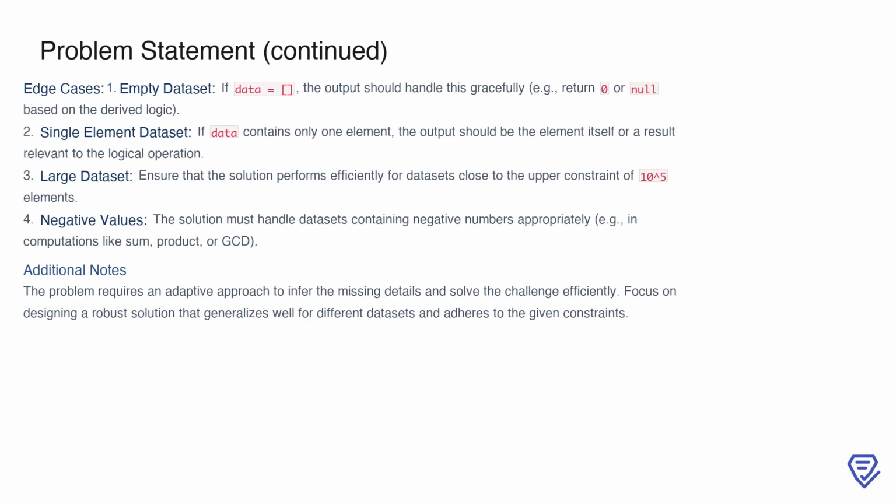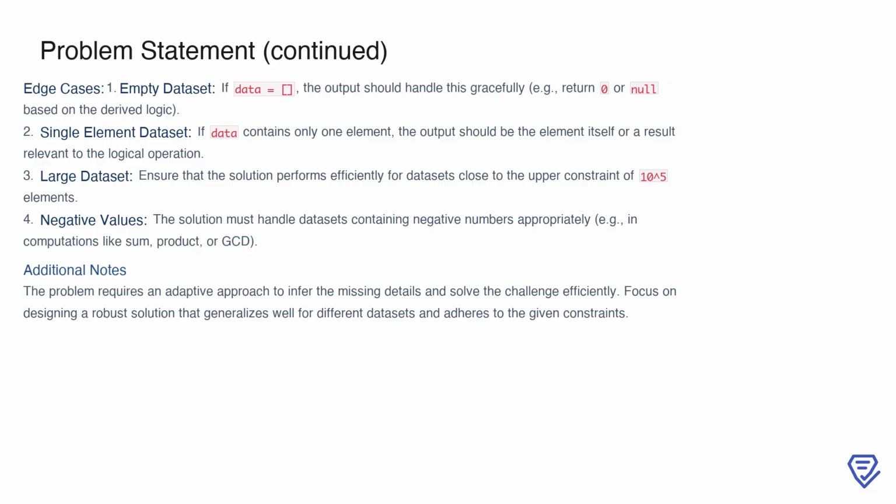Finally, let's consider edge cases that our solution must handle. For instance, if the dataset is empty, such as data equals an empty array, the output should be defined appropriately. This could be 0, null, or some other logical default based on the operation being performed. For a single element dataset, such as data equals 7, the output should naturally be the element itself or the result of the inferred operation.